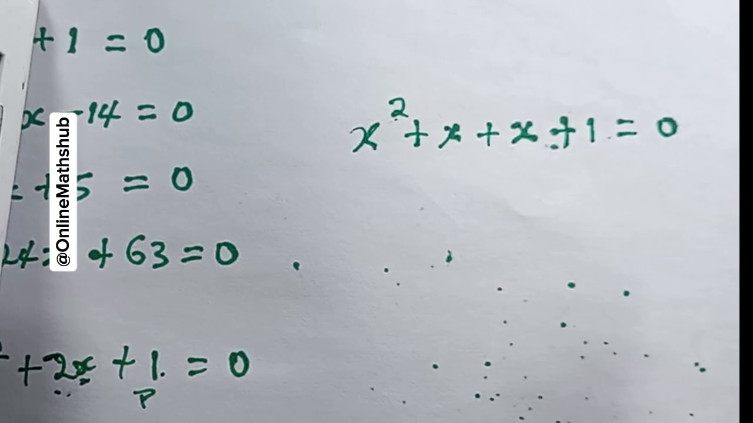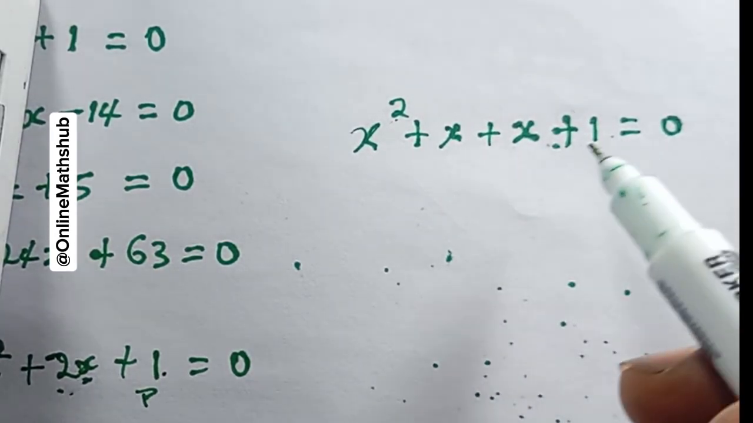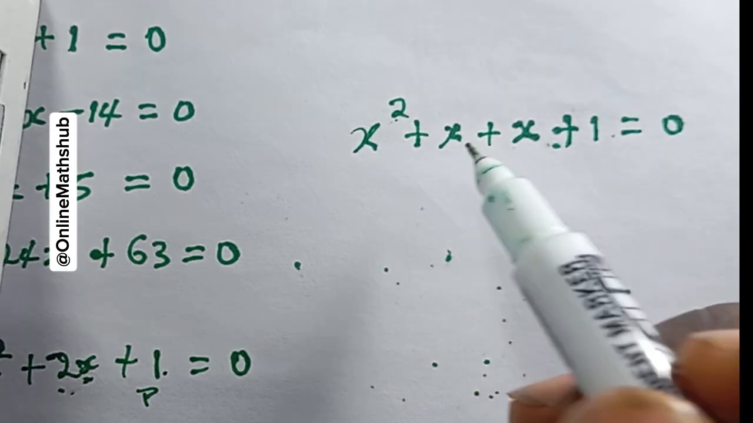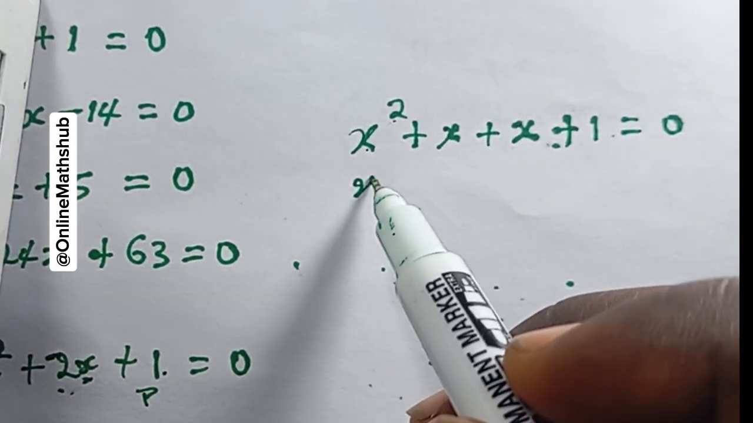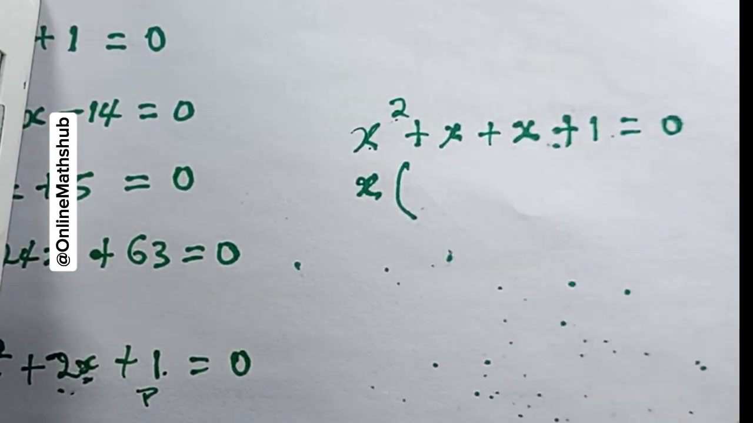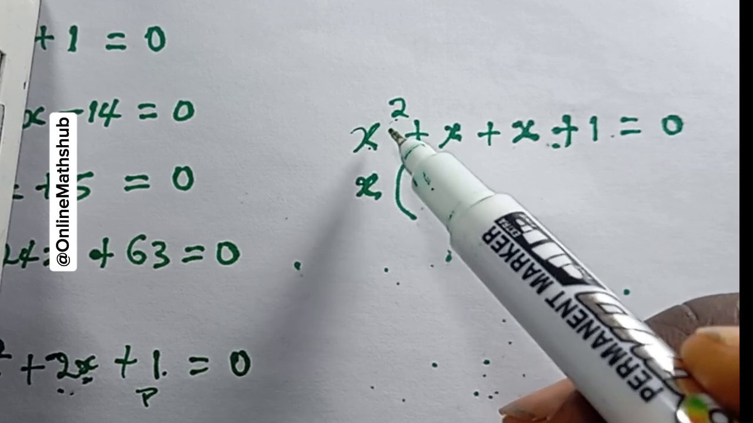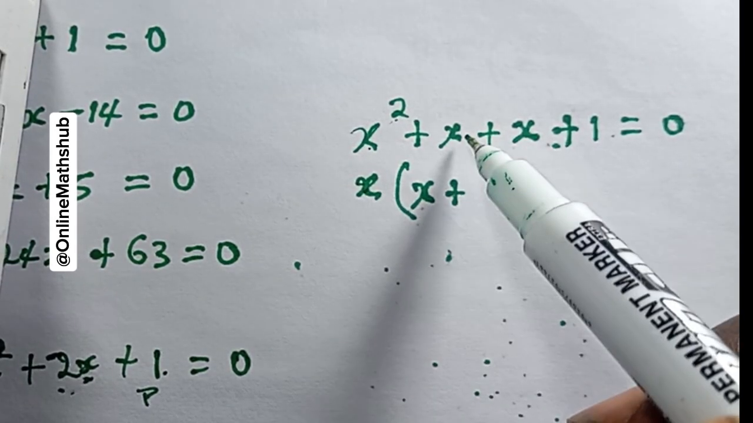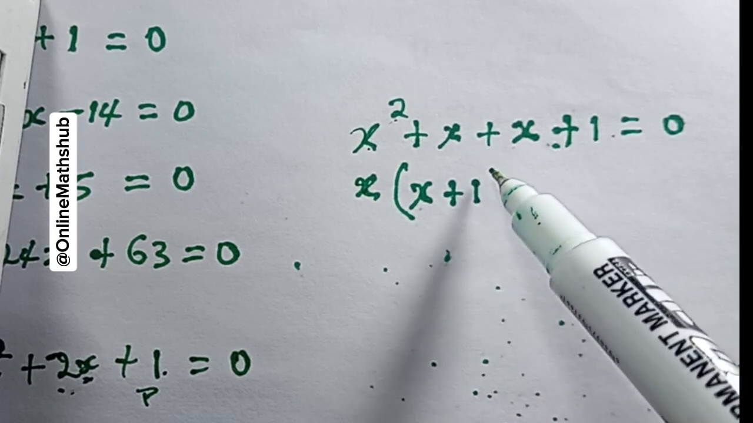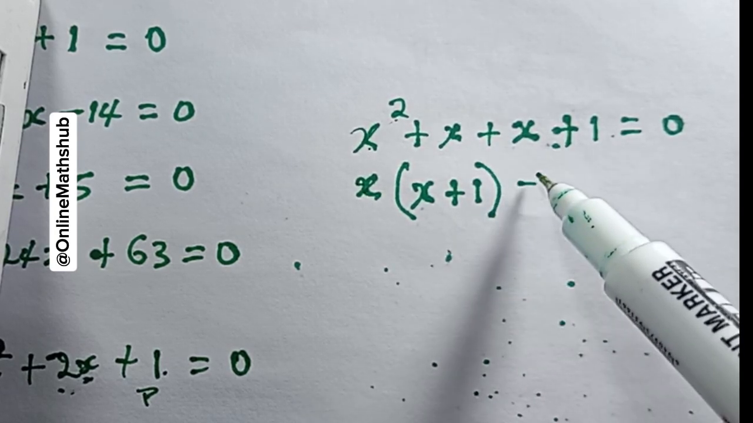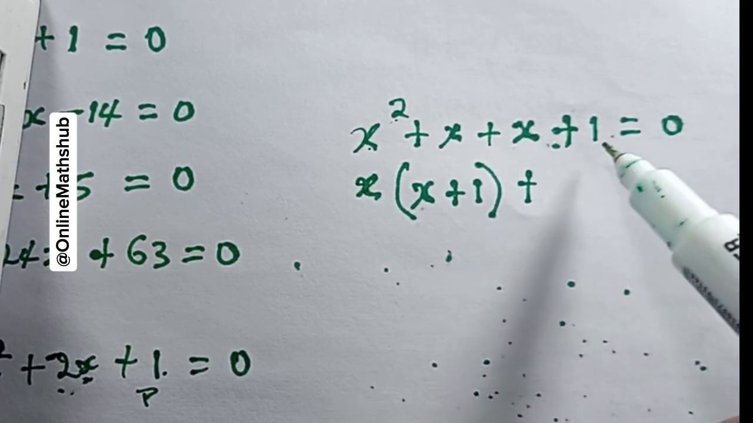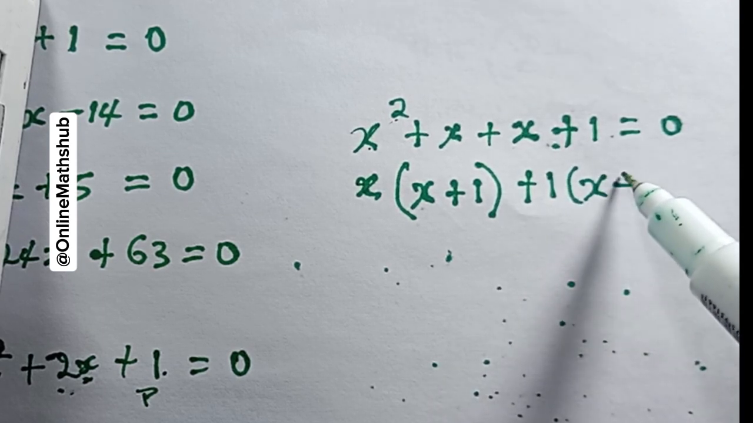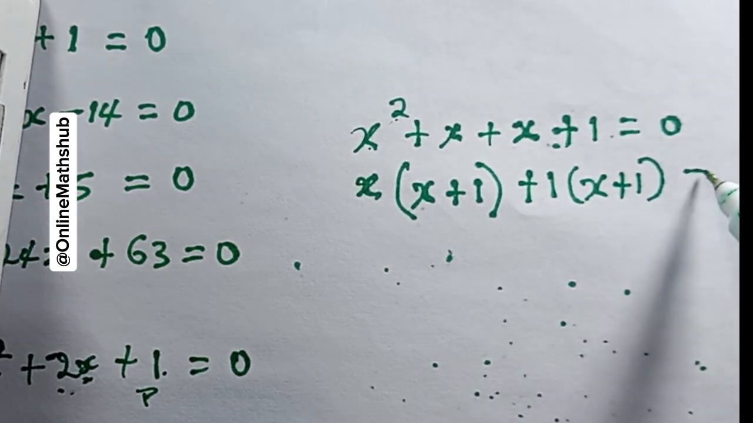Okay, so now that you've done this, you can go ahead to factorize. Look at the first two terms, what is common between them, and of course you can see that x is common here, so you put x out. If you factorize x from x squared, x will remain, and then you factorize x from x, 1 will remain. Then plus, if you look at the last two terms here, 1 is common, so you factorize 1 out, and then you have exactly this.